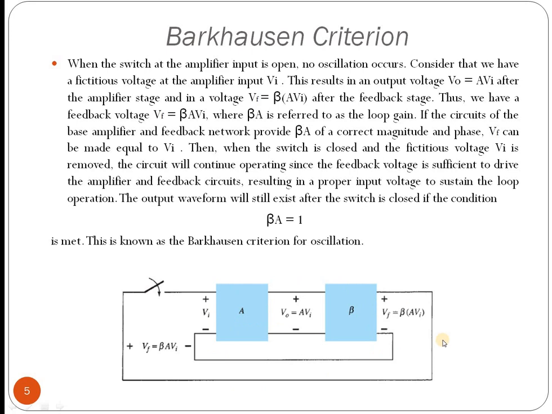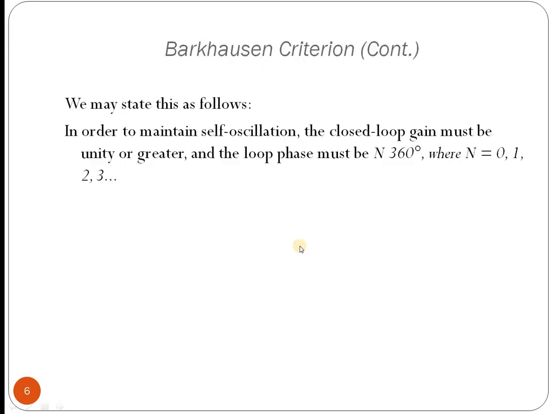The output will still exist only when the condition is beta A equals 1. This condition is known as the Barkhausen criterion for oscillation. The Barkhausen criterion may be stated as follows: in order to maintain self-oscillation, the closed loop gain must be unity or greater, and the loop phase must be n times 360 degrees, where the n value would be 0, 1, 2, 3 or some other values. So it must be a 360 degree phase shift.